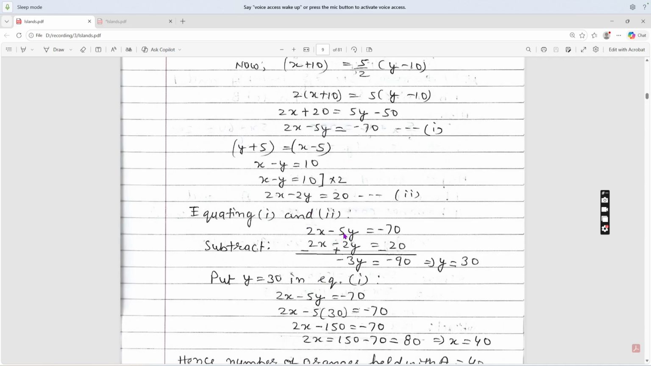First equation is 2x minus 5y is equal to minus 70. Second equation is 2x minus 2y is equal to 20. Now just see the signs. Signs are same. So when the signs are same, we are going to put the word subtract and we are going to subtract equation 1 with equation 2.